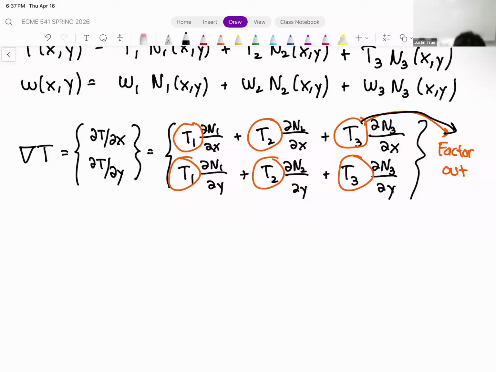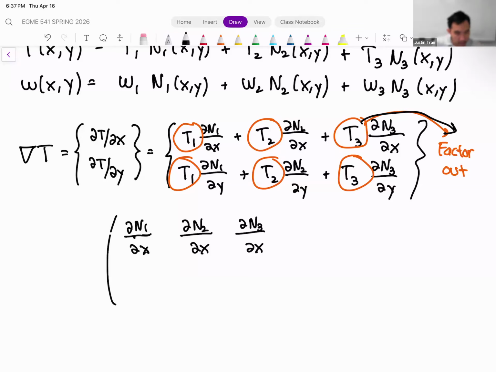Okay? And so on the one hand, we have a 2 by 1 vector here. Okay. We have partial N1 partial x, partial N2 partial x, partial N3 partial x. Okay, so that's the first row. So that contains all of the partial derivatives in that first row there. Okay, then we have the y derivative. So partial N1 partial y, partial N2 partial y, partial N3 partial y.